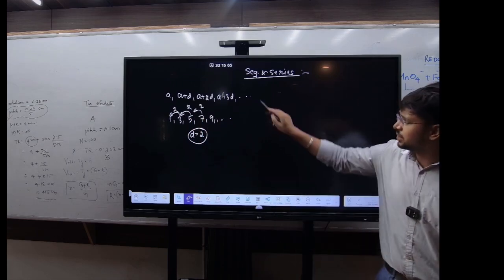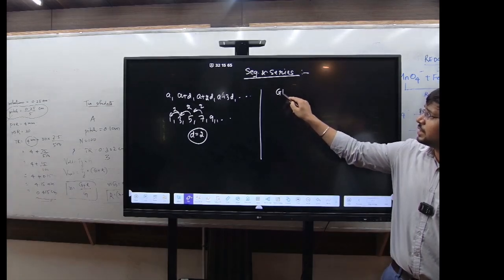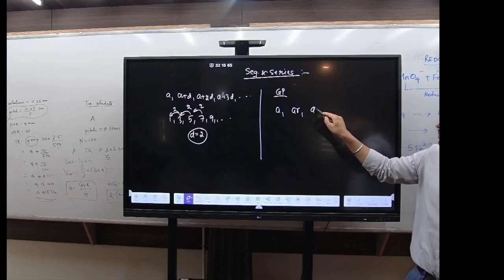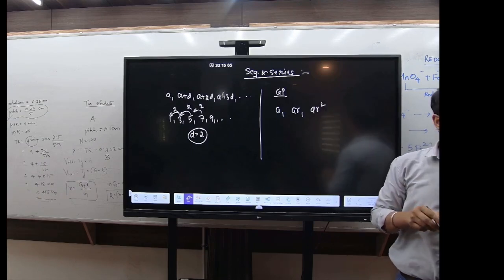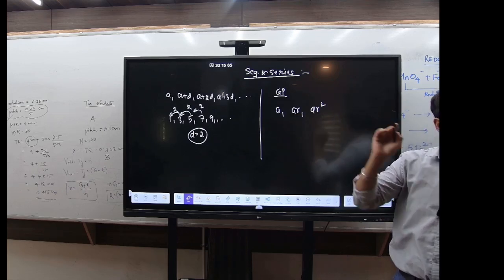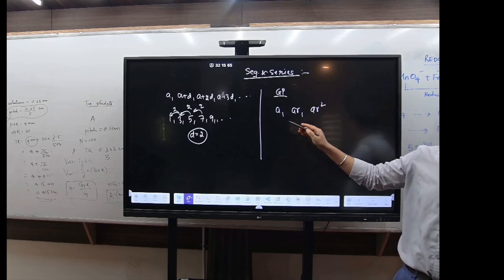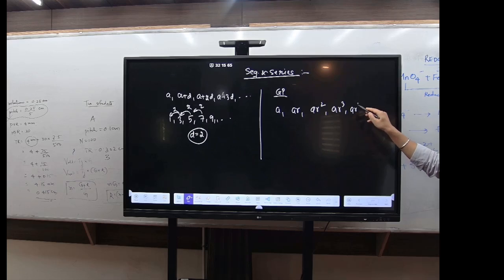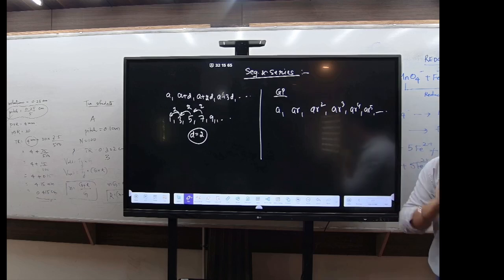Similarly, we have the GP sequence. What is GP? Here the terms will be in the ratio of A, AR, AR square. There will be a common ratio. The ratio between the second term and the first term will be constant, same as the third term to the second term. So the format will be like this. This is the GP sequence. GP sequence you all know.